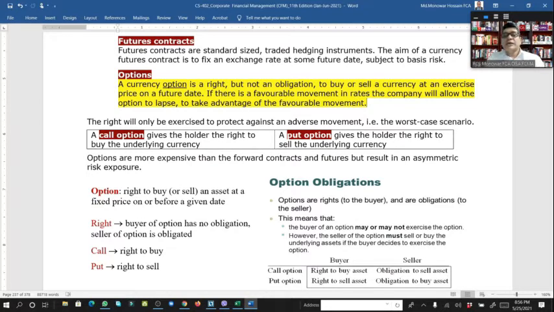That is why it is said here that a currency option is a right but not an obligation to buy or sell a currency at an exercise price on a future date.